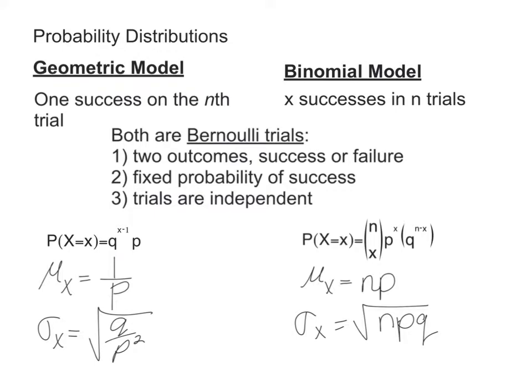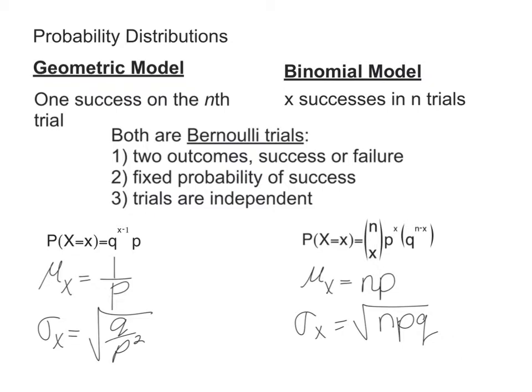So we have 2 equations to use here. The probability for the geometric model, if you have the nth trial, or the x trial, you have x minus 1 failures, so it's q, the probability of failure, to the x minus 1 power, times p, the probability of success, because you only have one of those successes.